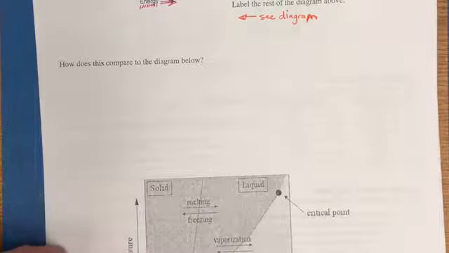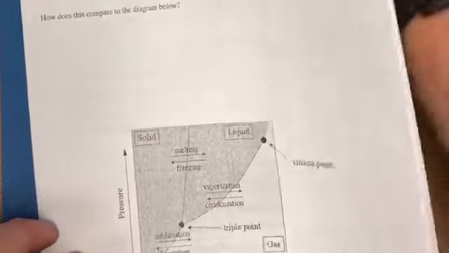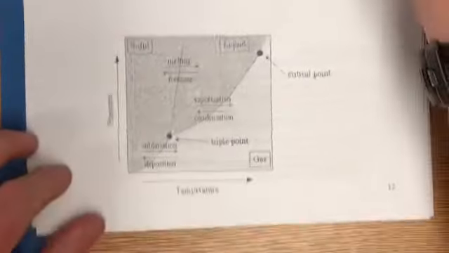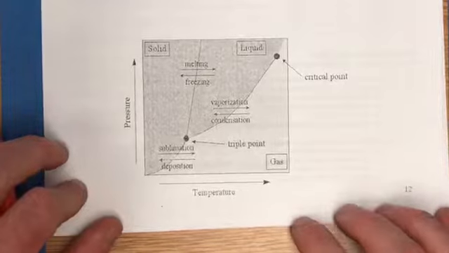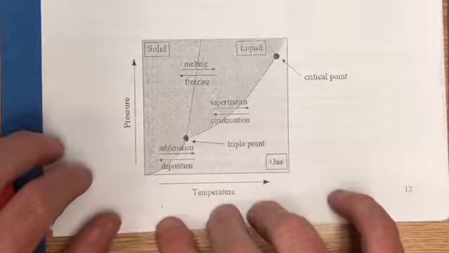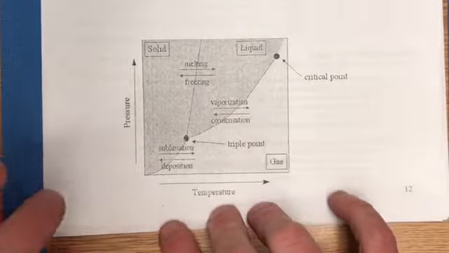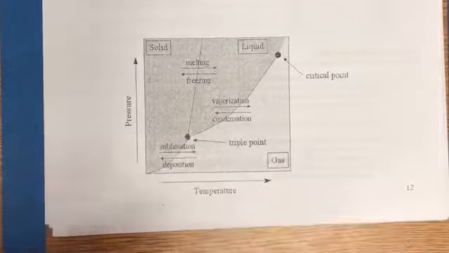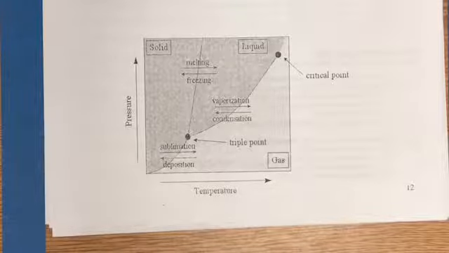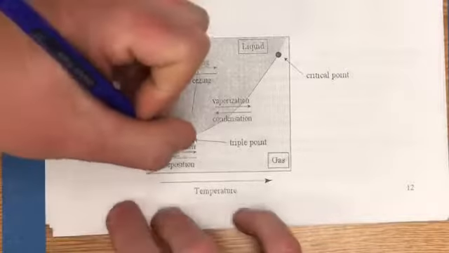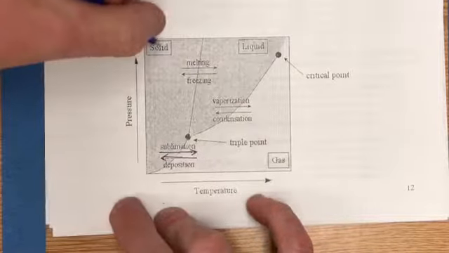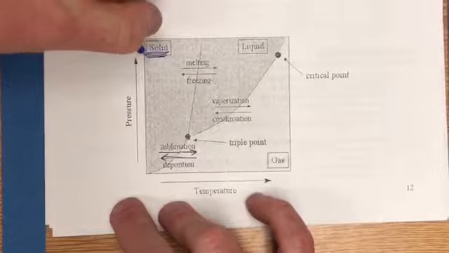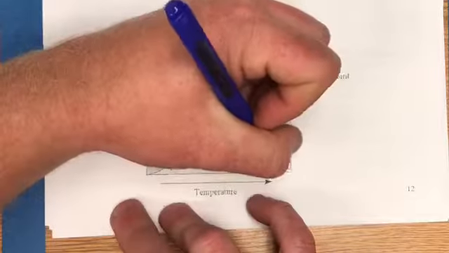Now let's scroll down to the very bottom here, and we're going to complete this graph and see if we can make sense of what's going on. Again, this is a phase change diagram, and it's a little bit different than the one on the previous page, but you can see that pretty much all the same stuff is here. We still have sublimation and deposition, which means that over here we have our solid state, and over here we have our gaseous state.